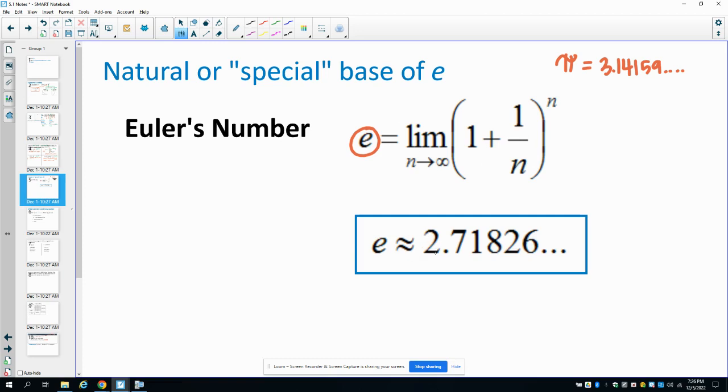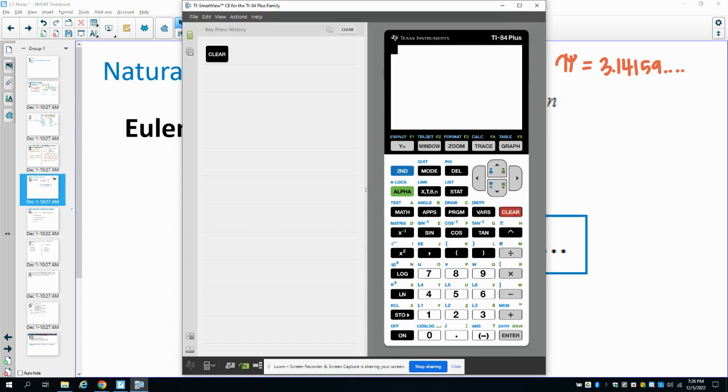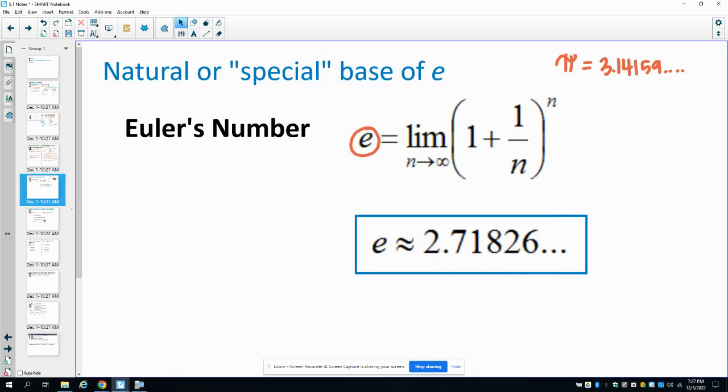Okay, so E is approximately 2.71826. And that's just in your calculator. So if you look at your calculator, you'll find the number E here right above the division sign. So if I pushed second divide, it would give me E. I could push enter, and there's that number. Okay, so E is a number, not a variable.